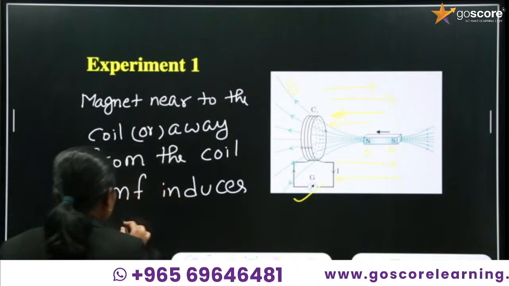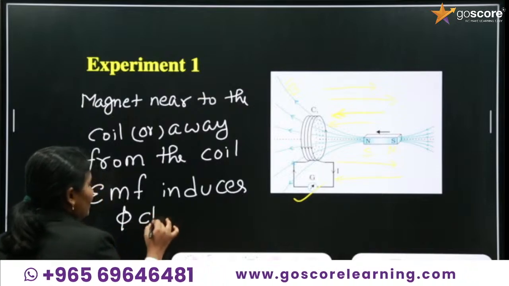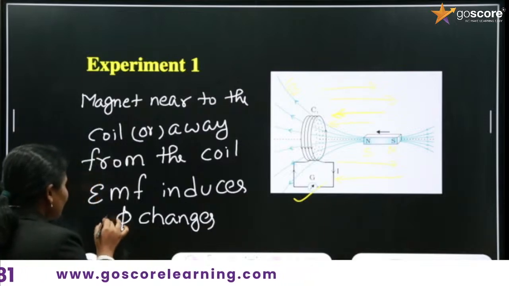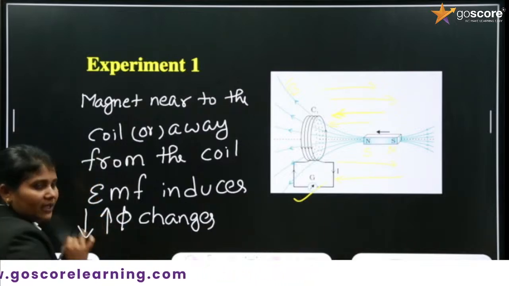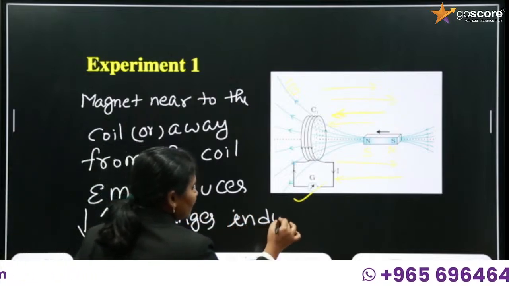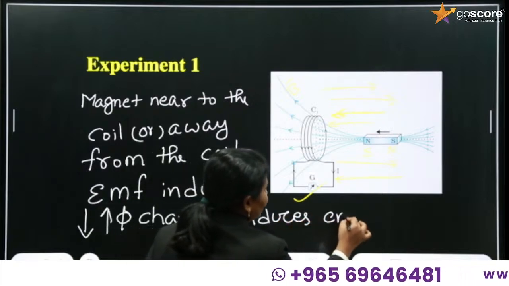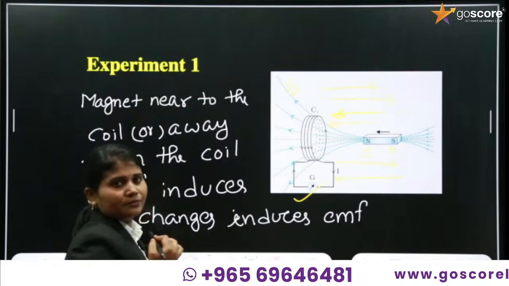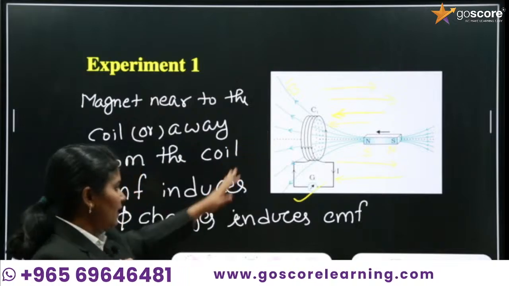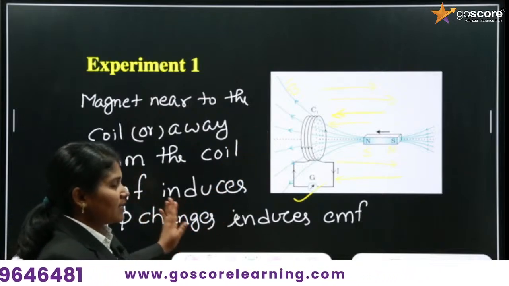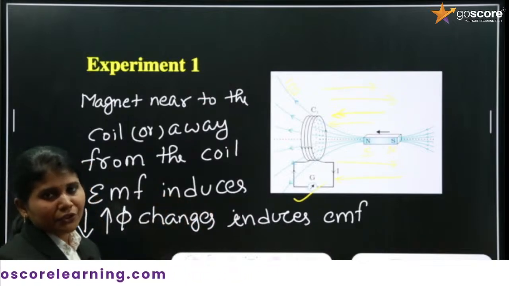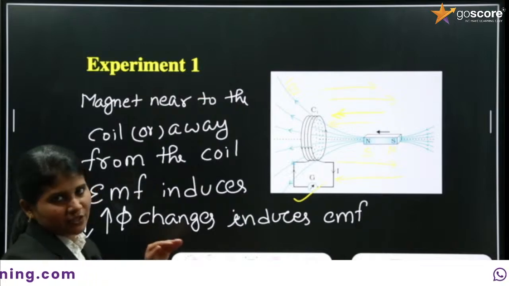It means finally we are concluding that when flux changes, either increasing or decreasing, we get EMF. So Faraday and Henry did these experiments. Finally, they concluded that when flux changes, either increasing or decreasing, it induces the EMF. This is the first experiment.